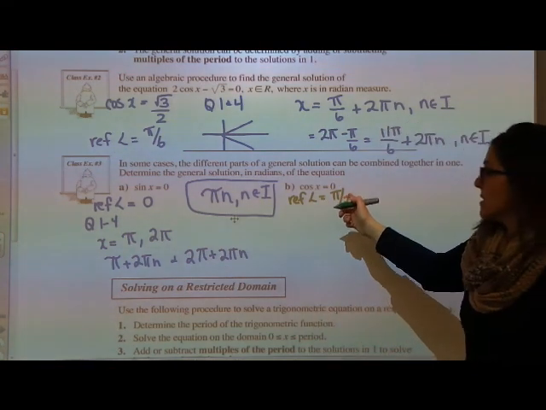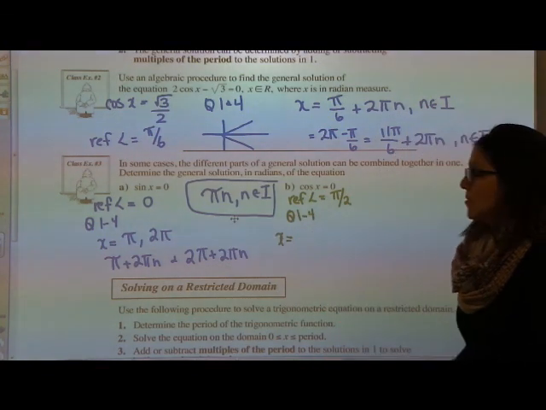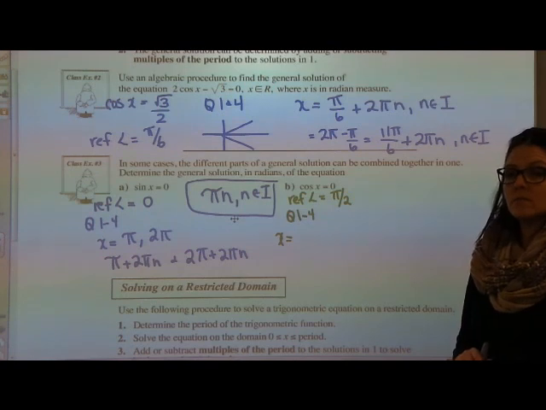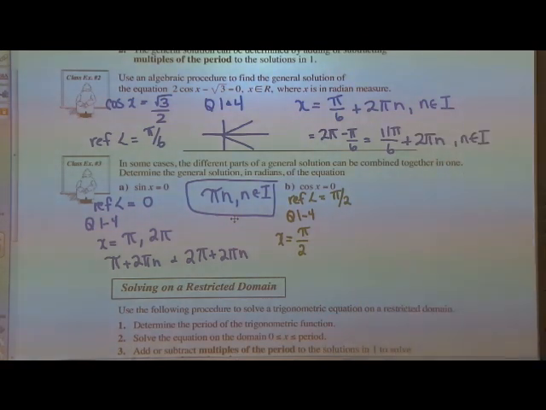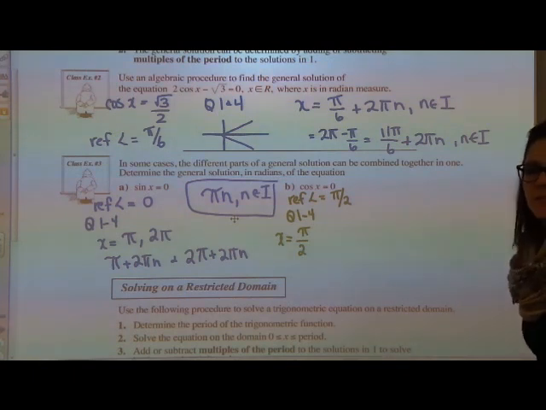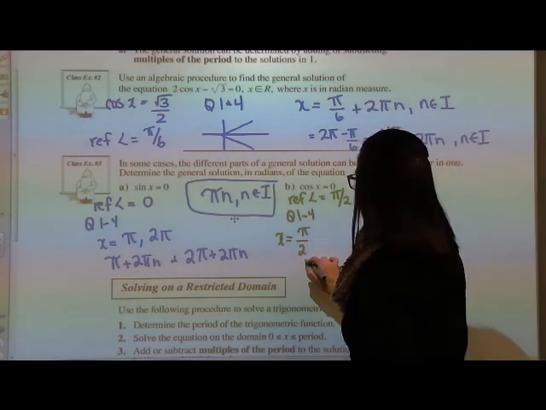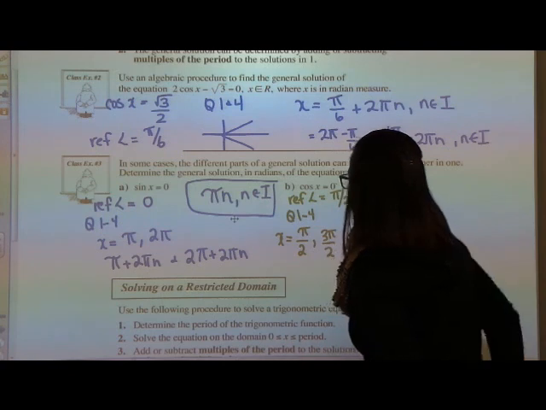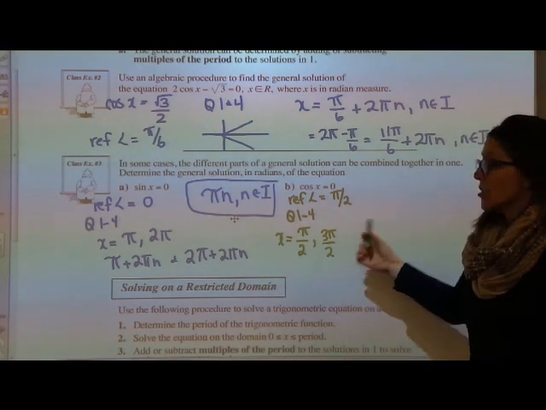And again, because we're dealing with 0, I have to deal with all 4 quadrants. So in quadrant 1, x would equal pi over 2. In the second quadrant would be pi minus pi over 2, which is pi over 2. In quadrant 3, it is pi plus pi over 2. And in quadrant 4, it's 2 pi minus pi over 2, so 3 pi over 2. So these are my two solutions.